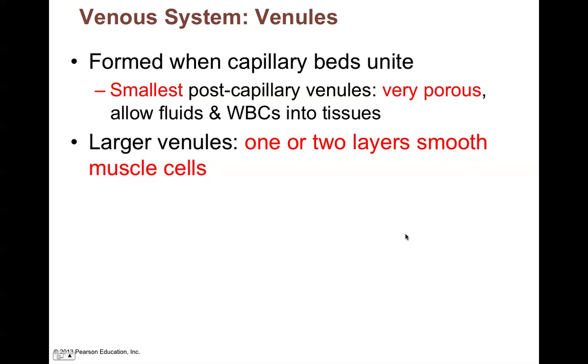Venules form when the capillary beds unite. The smallest post-capillary venules are very porous. They allow fluids and white blood cells into the tissues. The larger venules have one or two layers of smooth muscle cells.